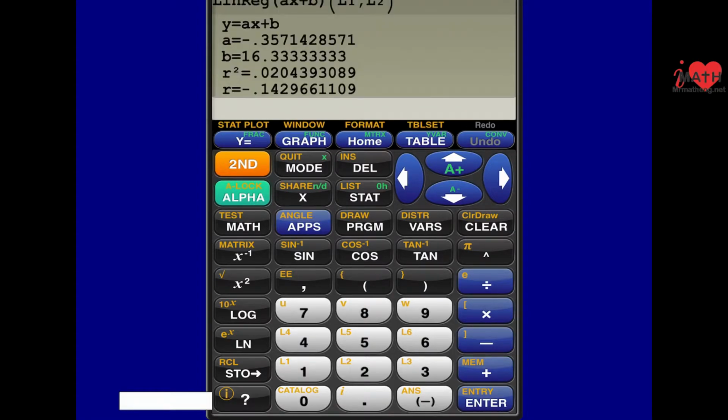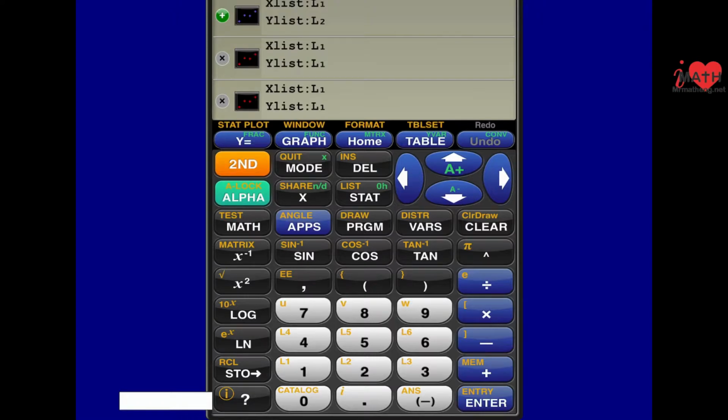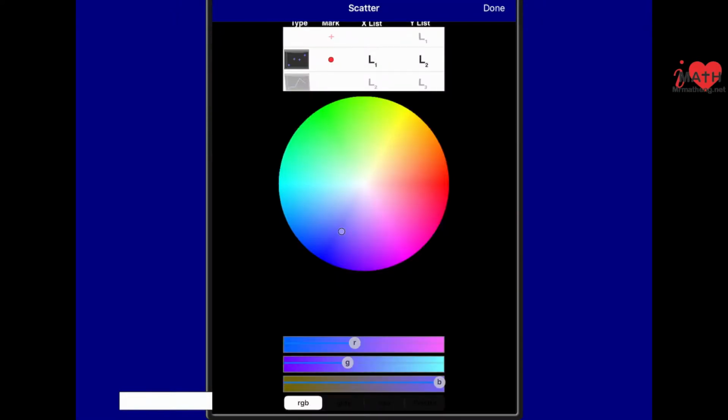Okay? So this gives me, just to review, A is slope, B is the y-intercept because it doesn't have an x there. R value is the correlation, and then today we're going to learn about R squared, which is the coefficient of determination. Okay, how do we get a residuals plot? Well, now we're going to press stat plot, which is at the very top where it says y equals. So I'm going to press second stat plot, and then I'm going to go ahead and click this first one.